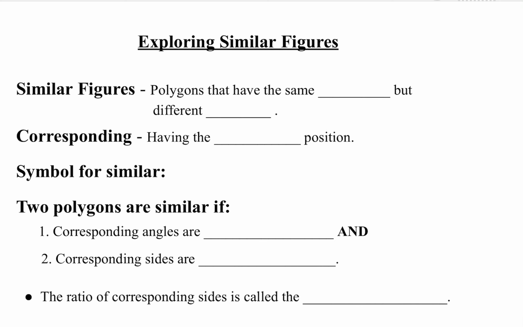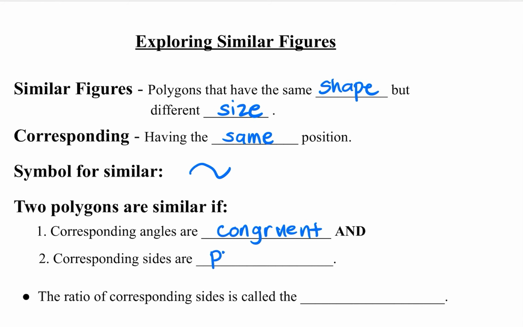In this video, we are going to talk about similar figures. Similar figures are polygons that have the same shape but different size. Corresponding means having the same position. The symbol for similar is like a squiggly line. Two polygons are considered similar if corresponding angles are congruent. Congruent simply means equal in measure. And corresponding sides are proportional.